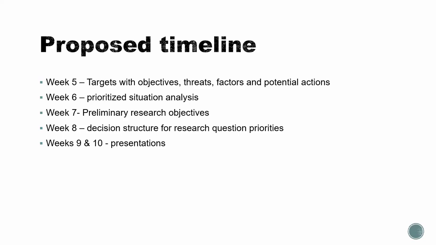So where on those results chains or in that situation analysis do you really feel like there are major unknowns? During weeks 5 and 6, you should start to get a preliminary list of these things, so that by week 7 you can put it together and have a justification for those. Week 8 is developing some decision structure for the research question priorities, and weeks 9 and 10 will be presentations.